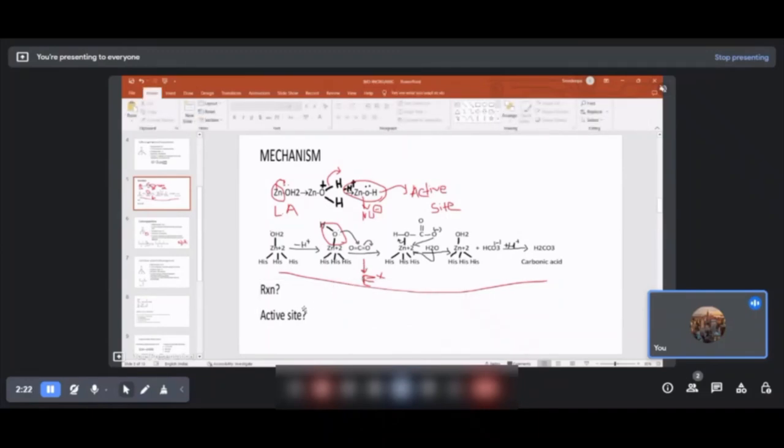And what is the active site? The active site is basically that part of the enzyme which binds with the substrate. So here, since this OH is taking part in this reaction, this OH is known as the active site of this reaction.